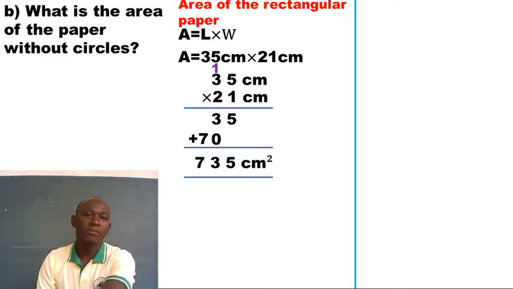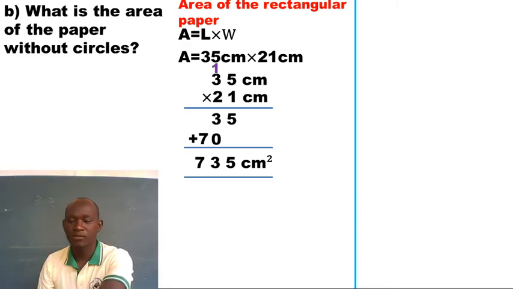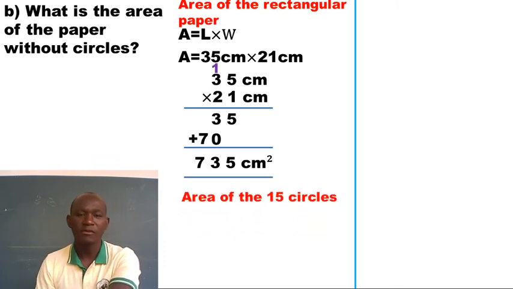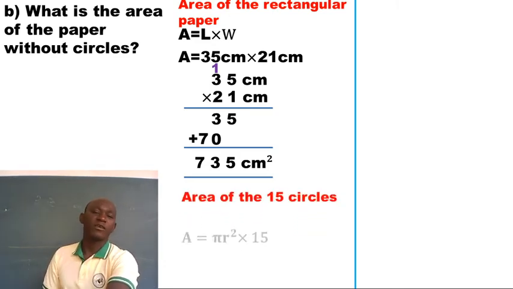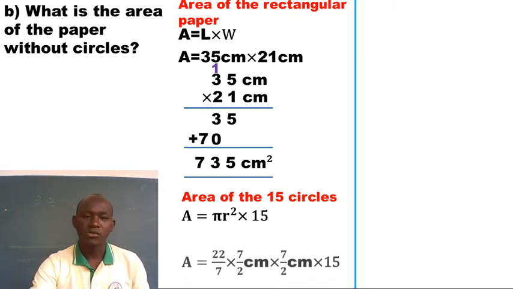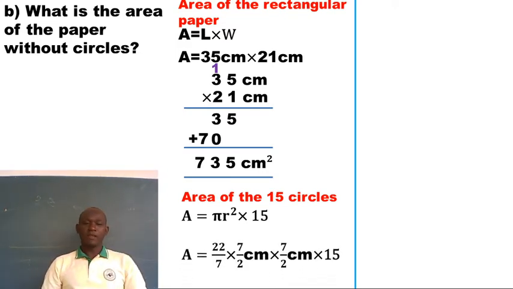That is the area of the whole rectangle, including the parts having circles and the parts which are not covered by the circles. Now, let's look at the area of 15 circles. Remember, area is equal to pi r squared. But because we have 15 identical circles, we shall multiply by 15. So we have 22 over 7 times 7 over 2 centimeters times 7 over 2.